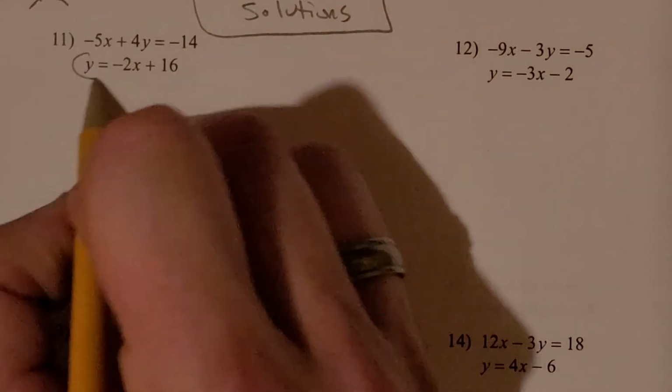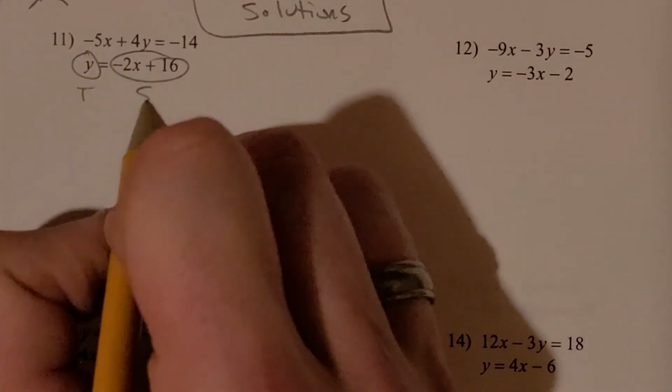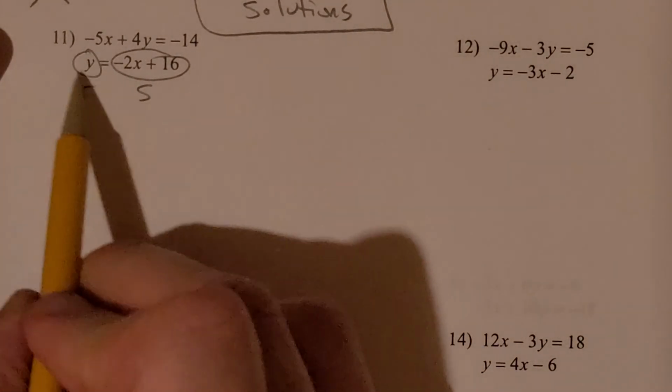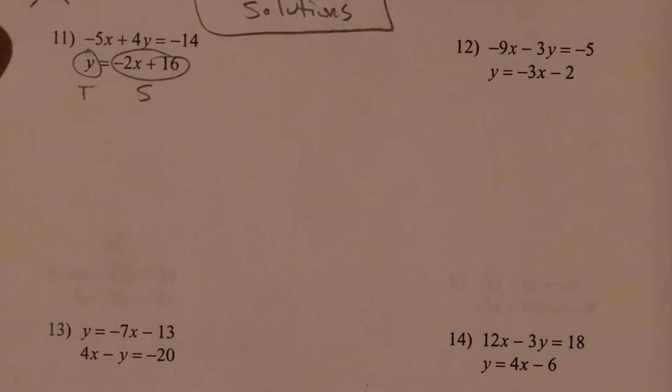So just like before, find your teacher, find your sub. You might notice sometimes the top equation has the teacher and the sub, sometimes the bottom equation has the teacher and the sub. There's no rhyme or reason of whether it's going to be on top or bottom. You just have to look for the place where the y is by itself. Sometimes it's an x, but rarely.